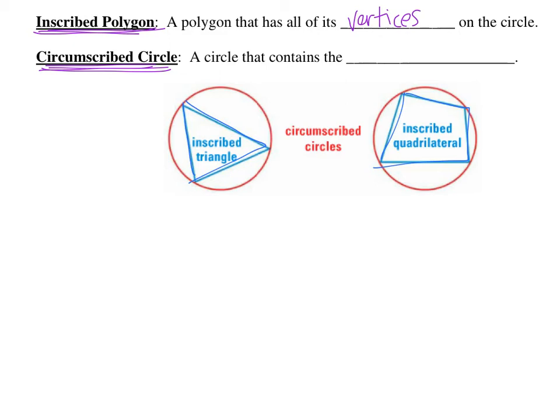Then on the flip side of that, if you look at just the circle itself, the circle is called the circumscribed circle because the circle contains the vertices. So the part in red is called the circumscribed circle because it's going around our figure and it includes all the vertices. So it kind of depends what part you're talking about. The first one is talking about the polygon itself, so the shape inside the circle. This is talking about the actual circle itself.